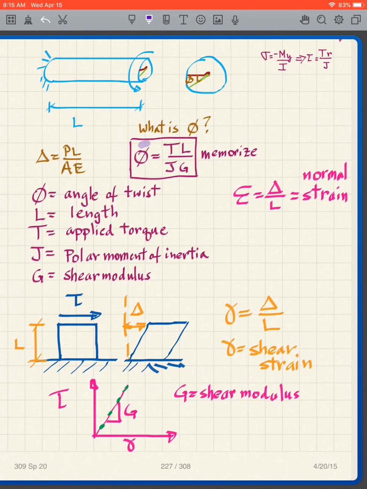So in other words, this is our equation. Phi is equal to TL over JG. Now, compare what I derived before, so you can see the similarities. Delta is equal to PL over AE. Phi is equal to TL over JG. As I said, it's the same derivation, but different geometry. So I'm not going to derive the phi one. I want you to memorize this. Phi is equal to TL over JG. Okay.